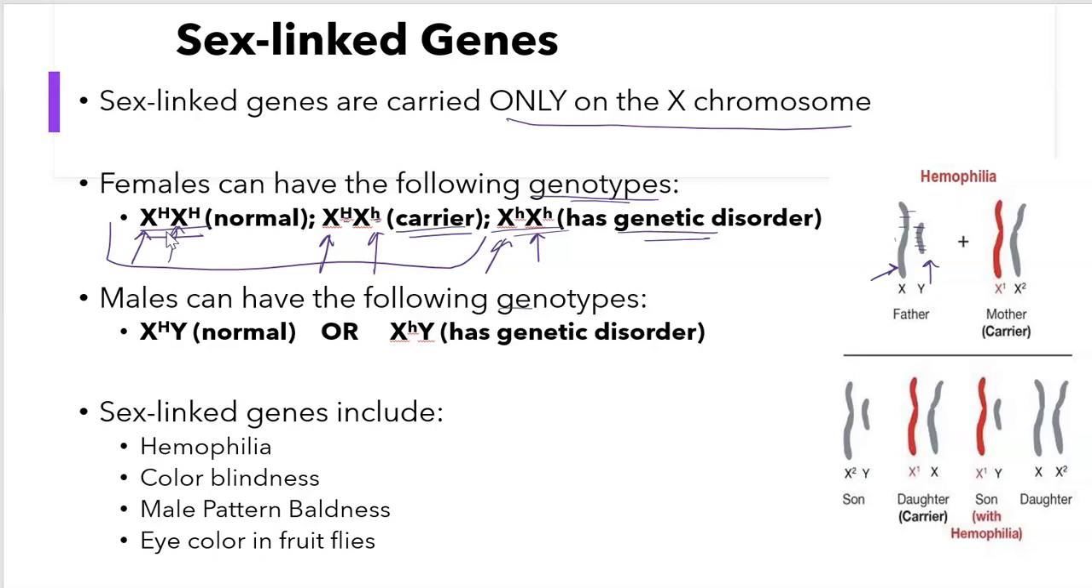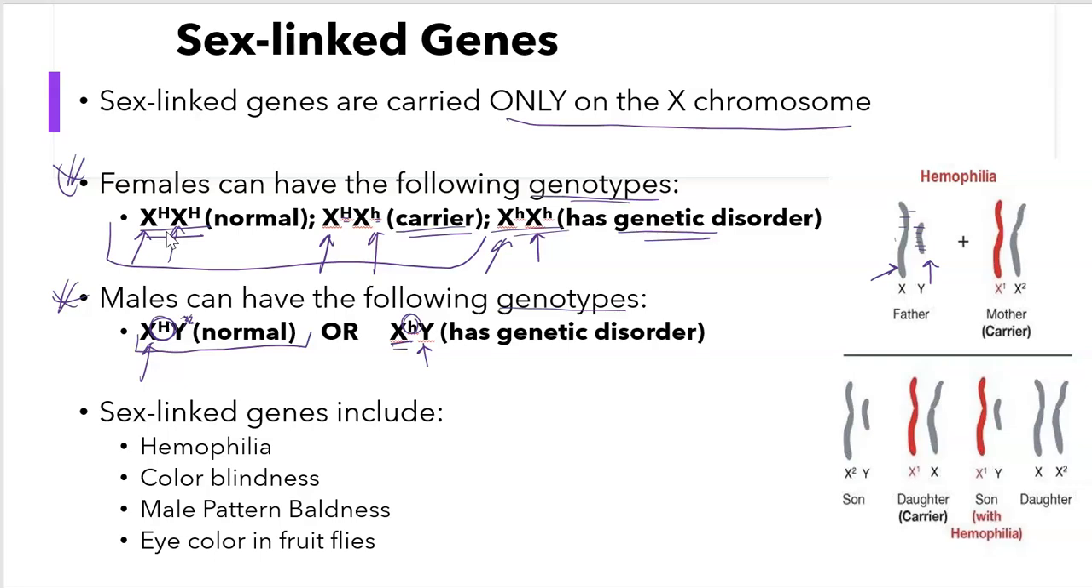For homozygous dominant or heterozygous, they would not show any symptoms of the genetic disorder. Males only have 2 possible genotypes. Now we write these 2 down, make sure you have these examples before we get into practice problems. Males can be normal, and they only have 1 allele because the Y chromosome does not carry any information. So no allele there, only on the X chromosome. They can be normal, dominant, or have the genetic disorder, recessive. Males cannot be heterozygous because the Y chromosome does not carry any information.